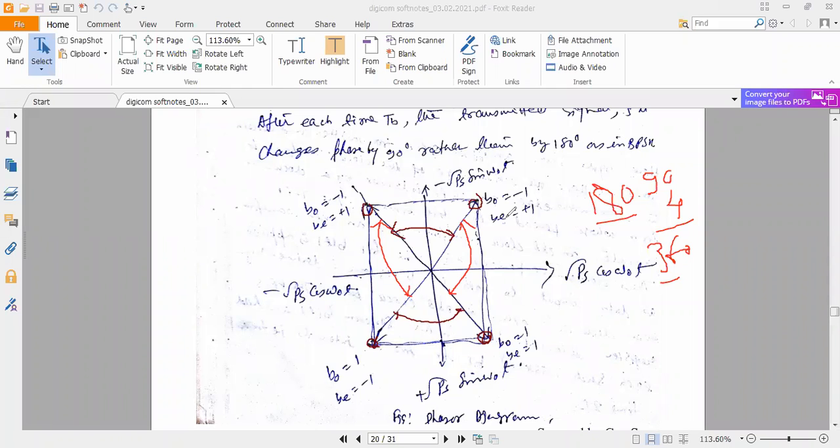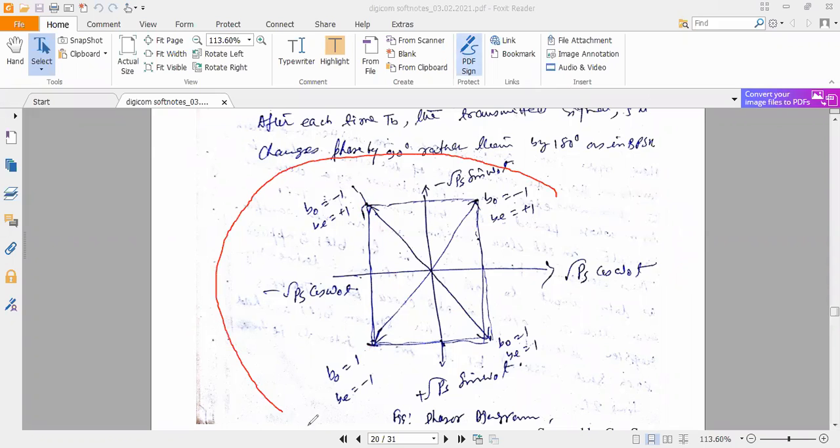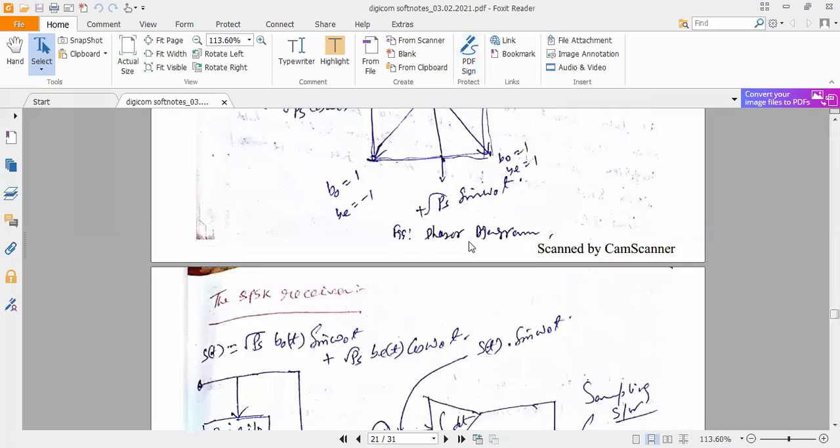I will repeat it. So this is all about your phasor diagram. If you don't have any doubt, we'll move to the QPSK detector circuit. So this is most important. This figure is most important. This phasor diagram you have to understand. Now let us move to the QPSK transmitter circuit.